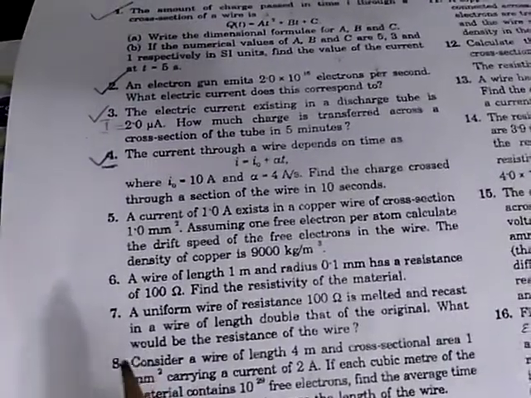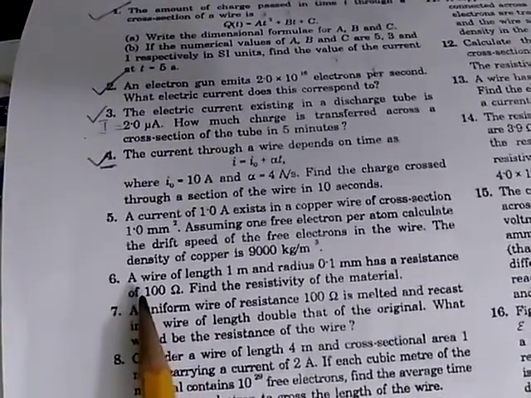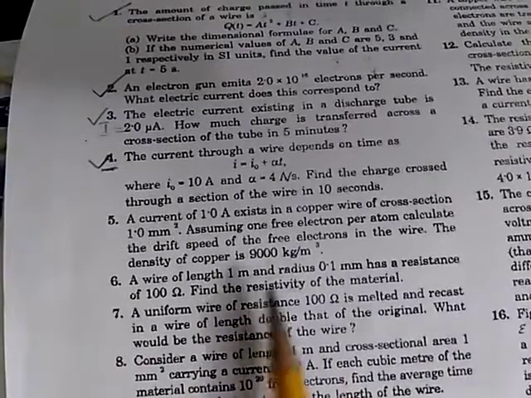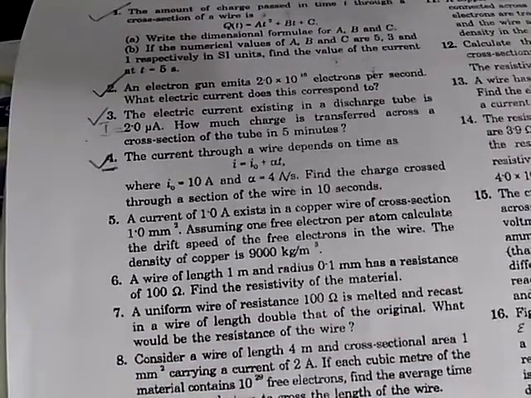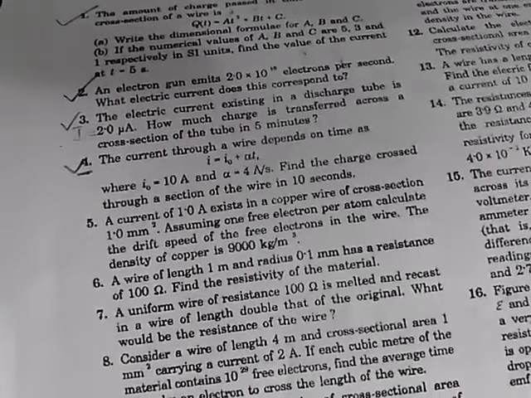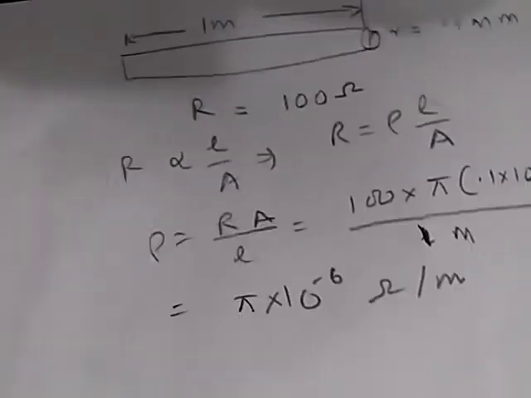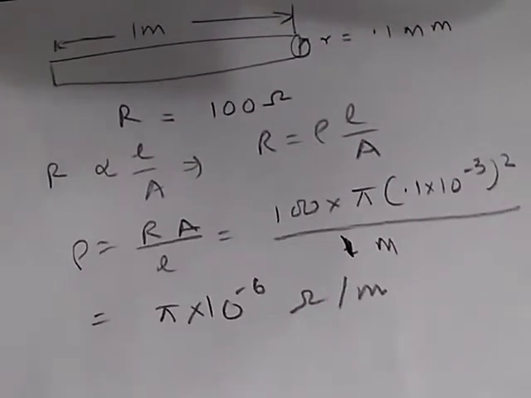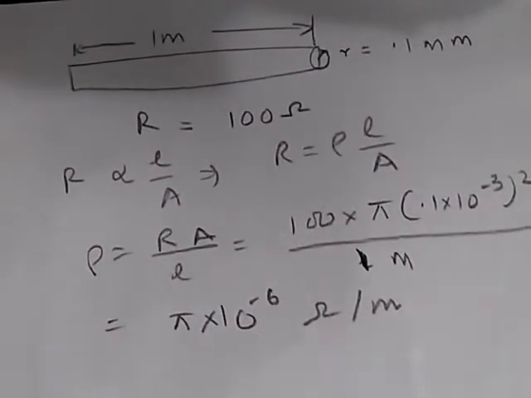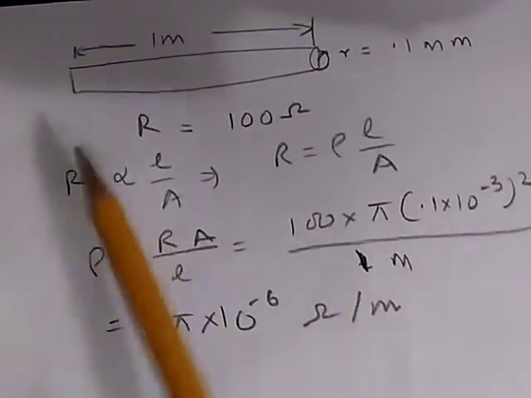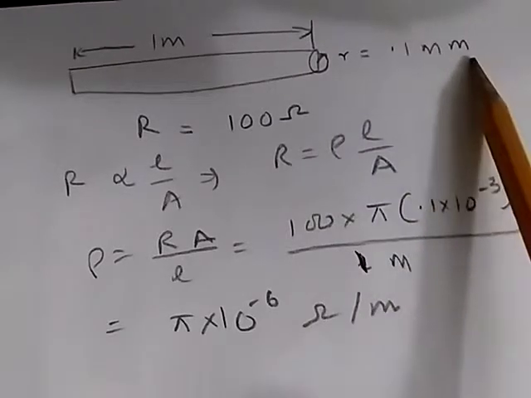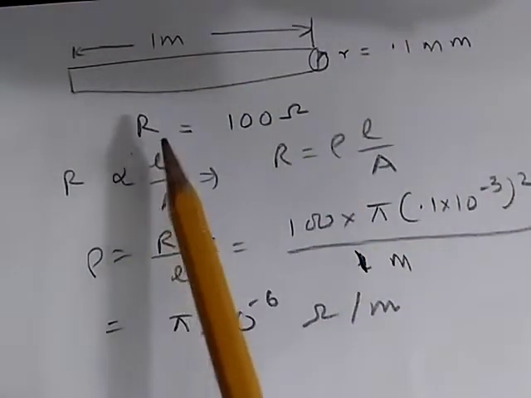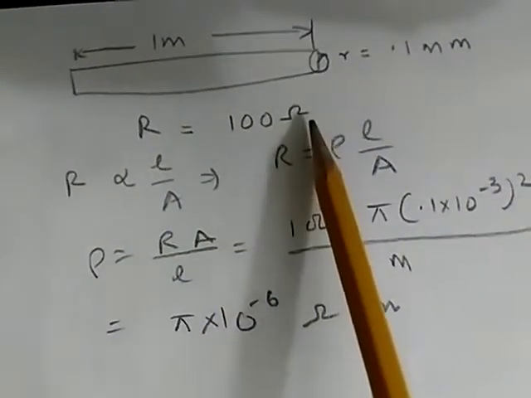This is question number 6 on chapter 32. A wire of length 1 meter and radius 0.1 mm has a resistance of 100 ohm, and we need to find out the resistivity of the wire. The way I try to solve problems is to tell you that you don't need to memorize the formula or everything. So it has a length of 1 meter and a radius of 0.1 mm, and we have found that the resistance is 100 ohm.